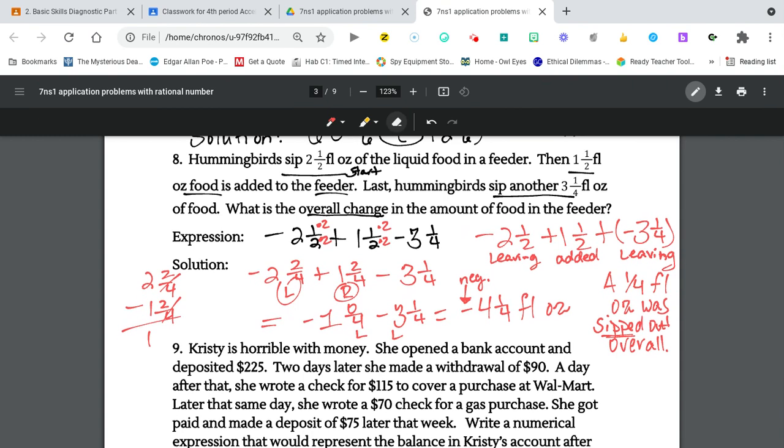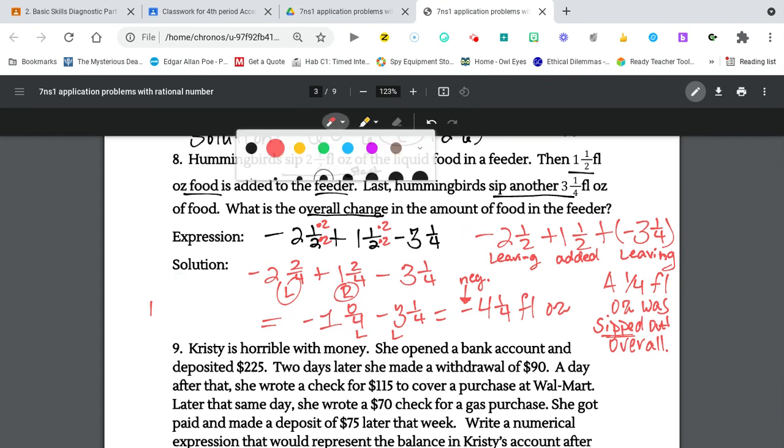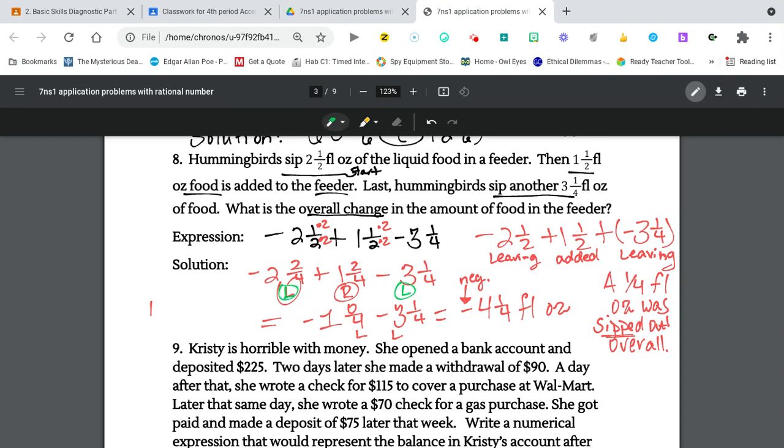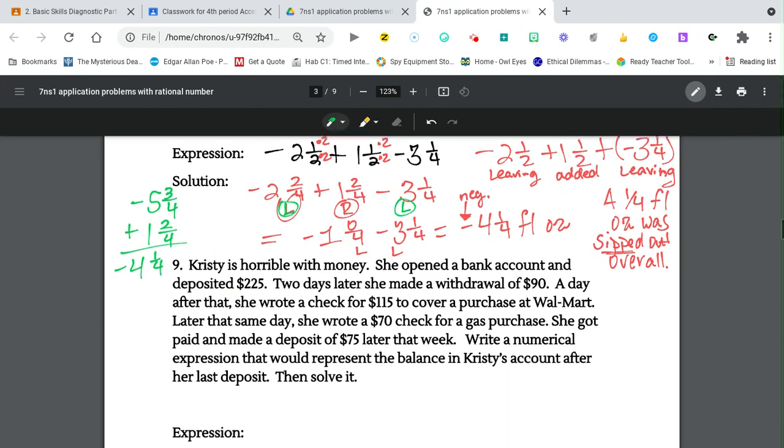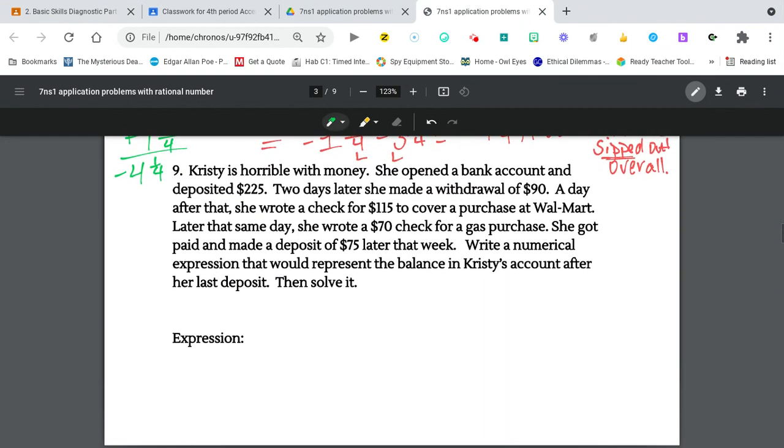Now, some of you may have chosen to do this. Some of you may have chosen to put the 2 lefts together. And that would have been, let's see, -5 and 3/4. And then you would have had that +1 and 2 fourths. So you still would have got -4 and 1/4, okay? It's just up to you the way you work it. All right, I want you to take a look at number 9. You can pause the video and try it on your own.